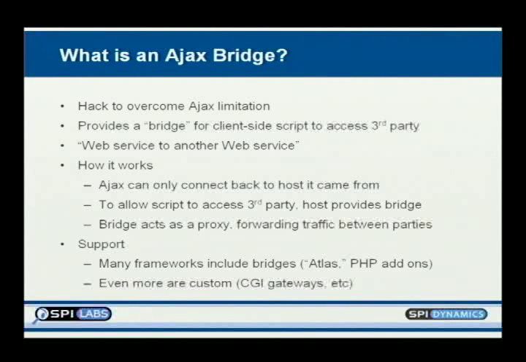How does it work? Well, like we said, Ajax can only connect back to the host it came from. To allow scripts to go talk to some third-party site, for example, I'm billysbooks.com. I want my Ajax that I push down to the client to be able to talk to Amazon. Can't talk directly. So on billysbooks.com, I open a web service, and then everything that comes into that web service, I basically analyze slightly, and then forward it to Amazon. Amazon responds to the web service, and then the web service responds to the JavaScript.